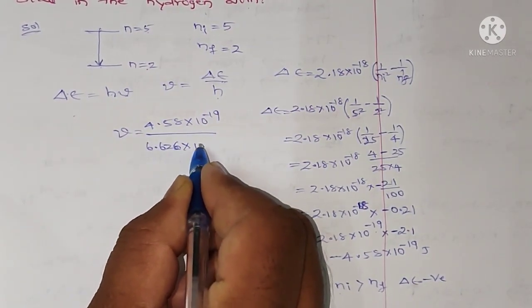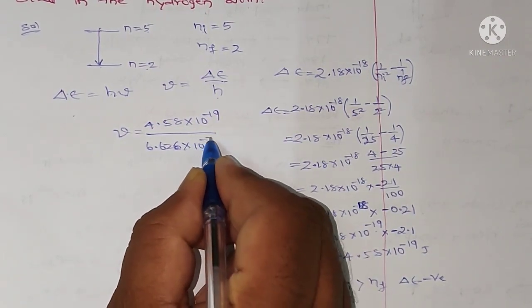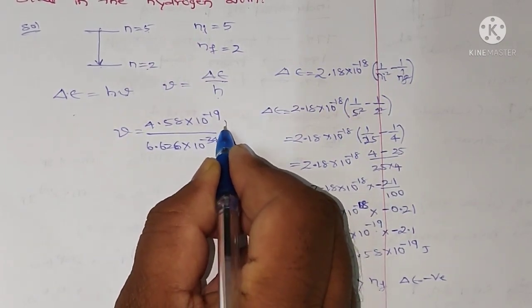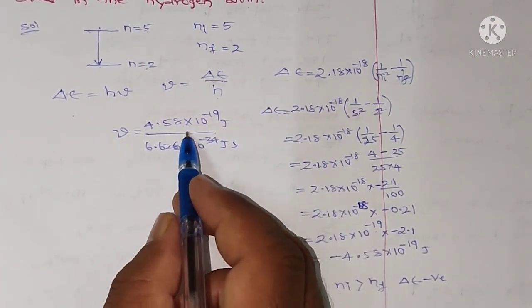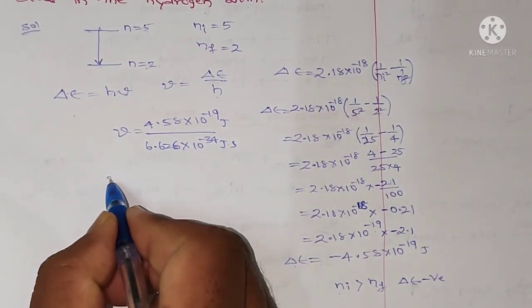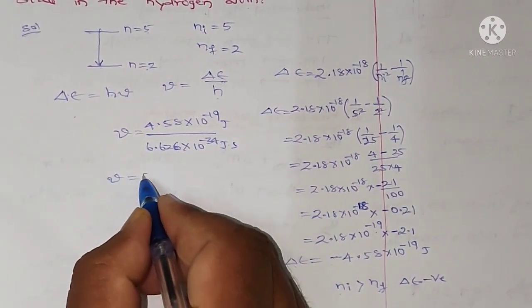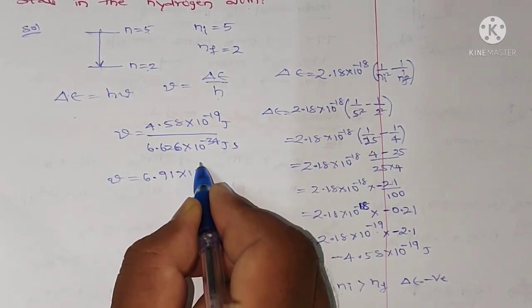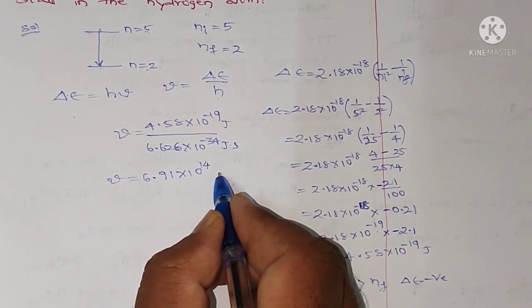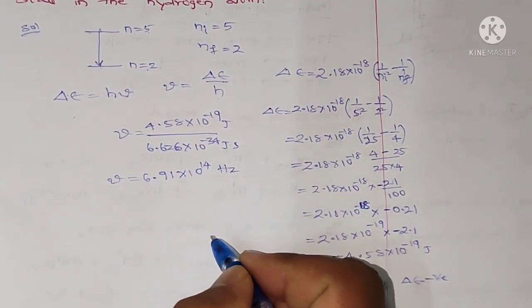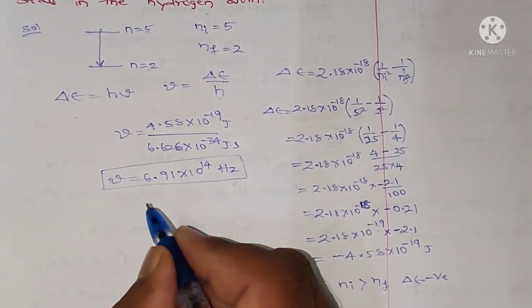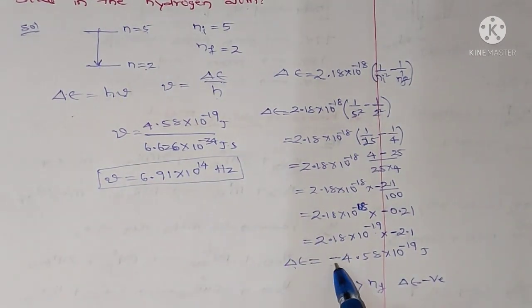6.626 into 10 to the power of minus 34 joule second, and here joule. So if you do this calculation, we will get nu is equal to 6.91 into 10 to the power of 14 per second or hertz. So this is the frequency. So here this negative shows the emission energy.